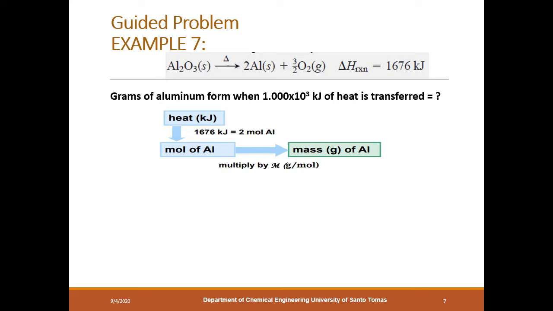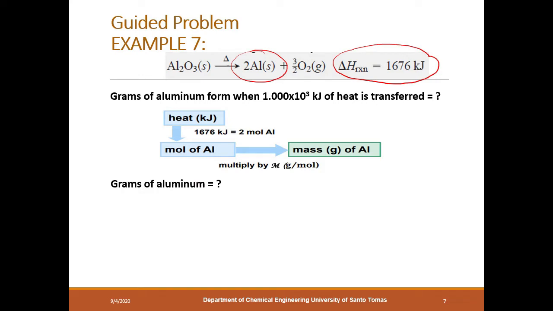Okay. As a start, we concentrate on the energy value that is given to us. So we are to do conversion of the heat to the number of moles of aluminum, using the relationship that for every 1,676 kilojoules of energy, it actually utilizes 2 moles of aluminum. And then from then, since we are asked to solve for the mass of aluminum, we will be utilizing the molar mass of aluminum, which we can obtain from the periodic table.